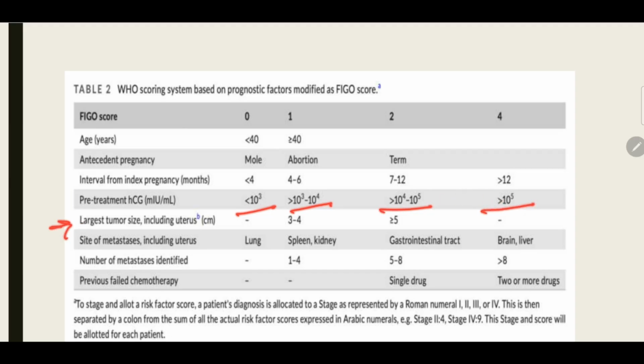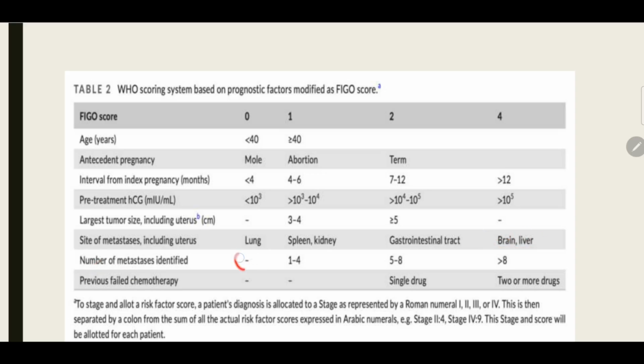Largest tumor size, including uterus. If 3 to 4 centimeter, then score 1 to give. If more than or equal to 5 centimeter, then score to give. Site of metastasis, including the uterus. Lung involvement gives score 0. Spleen kidney involvement gives score 1. GI tract involvement gives 2. Brain or liver, then score 4.